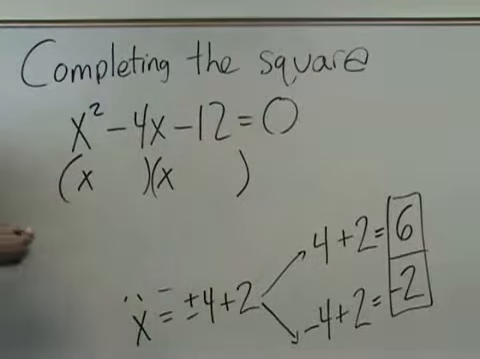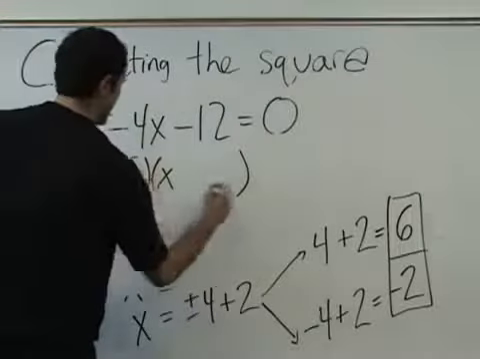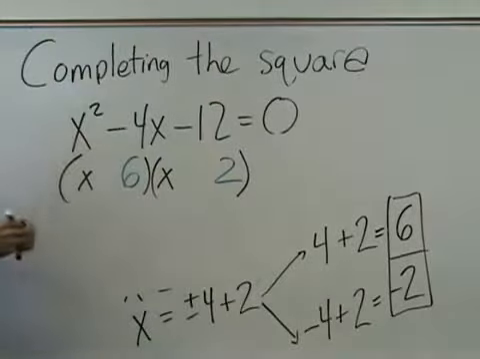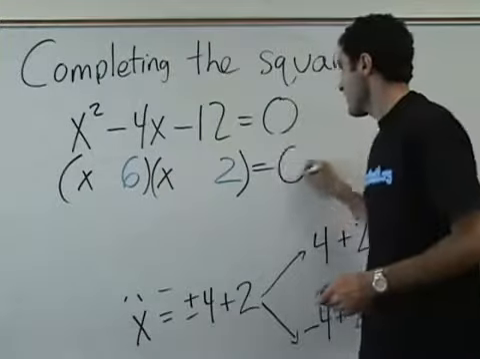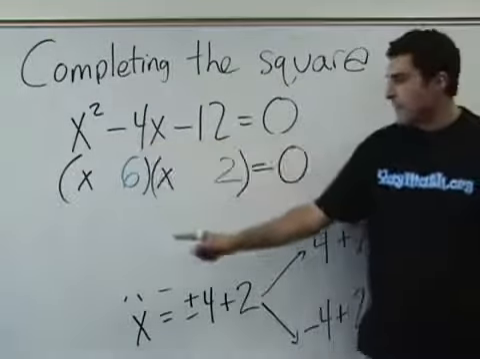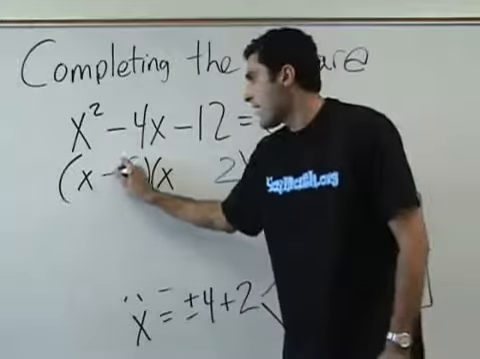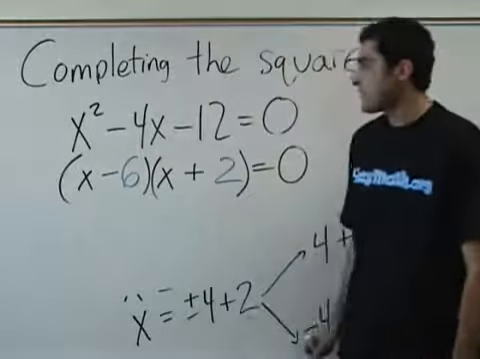So we have x plus 6, x minus 2? Not really. Try again. Negative 6 plus 2. Why is it negative 6? Because it's negative 4. So this becomes x minus 6, x plus 2, right?